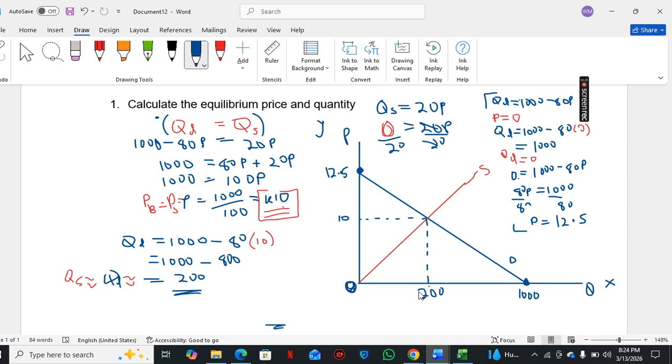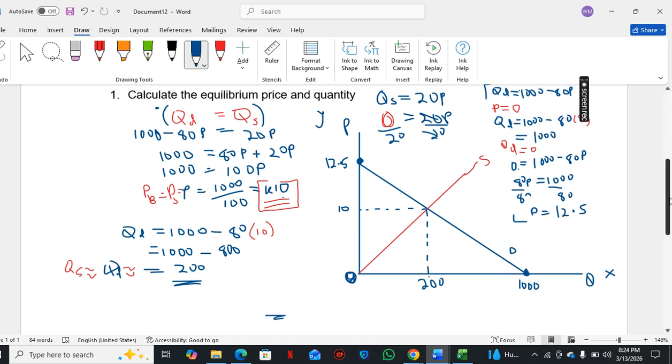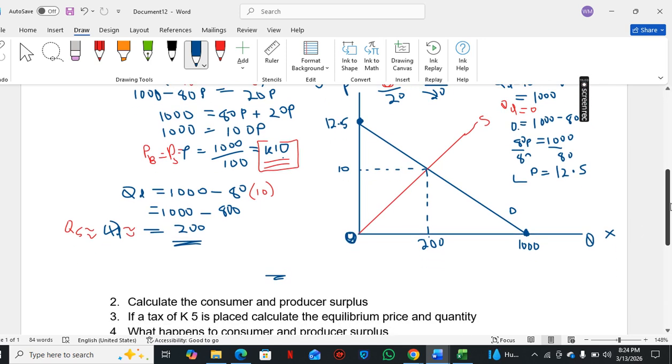Okay? Because this is the heart of economics. Once you understand the mechanics of this graph, you understood about 70% of this course. So are there any questions? Okay, we got part 2 of this question here.